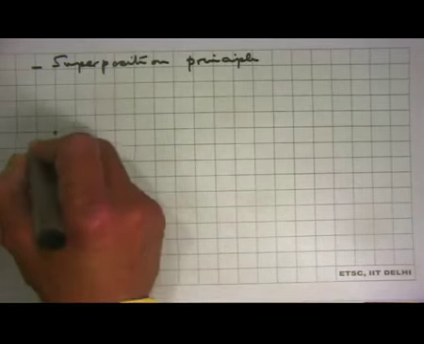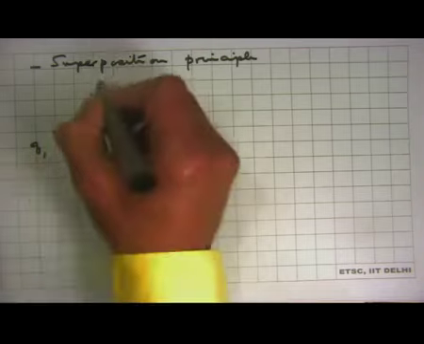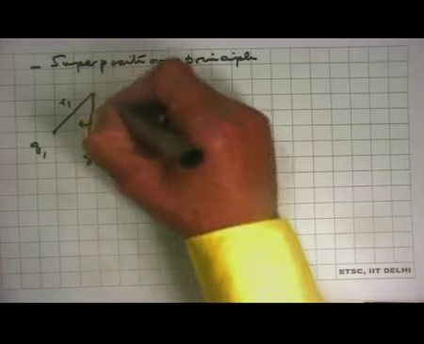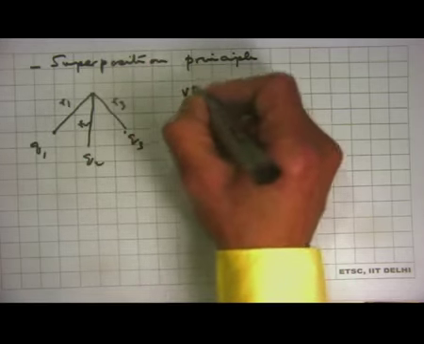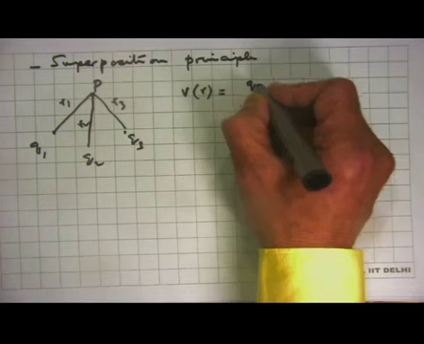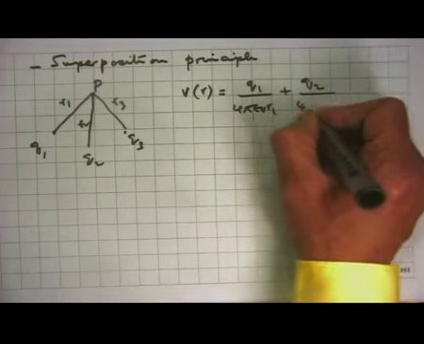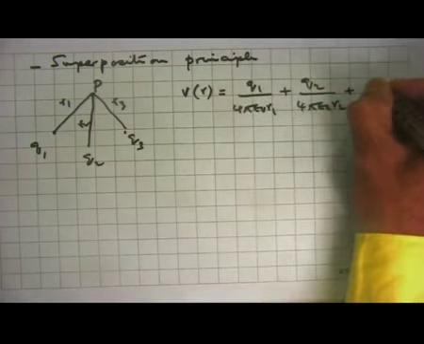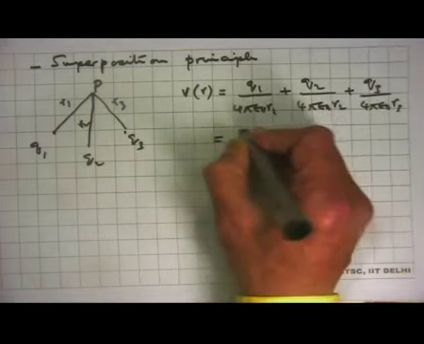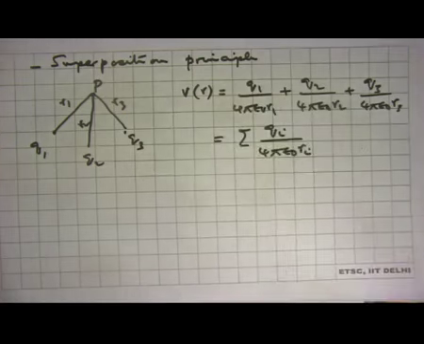So, if you have a number of charges q1, q2, q3 etcetera, and a point here, if I call this distance r1, this distance r2, this distance r3, then the total potential at a point P is equal to q1 by 4 pi epsilon 0 r1 plus q2 by 4 pi epsilon 0 r2 plus q3 by 4 pi epsilon 0 r3. In general, this is the sum of qi by 4 pi epsilon 0 ri.